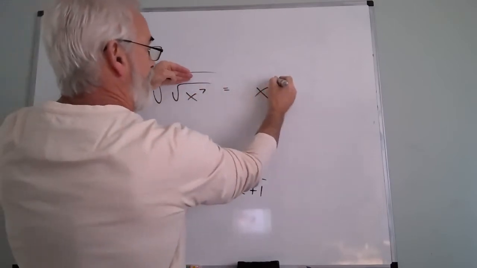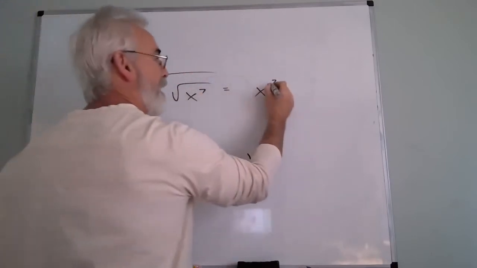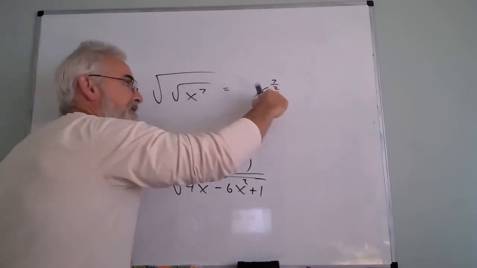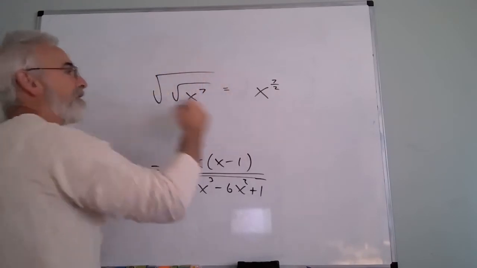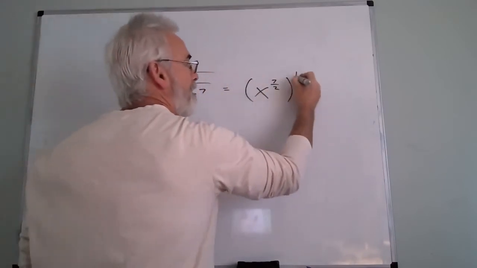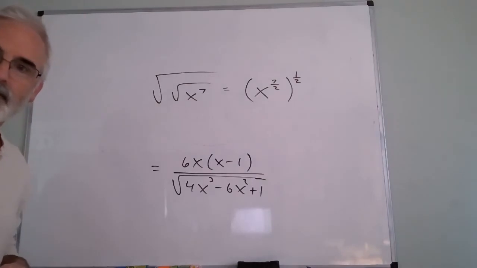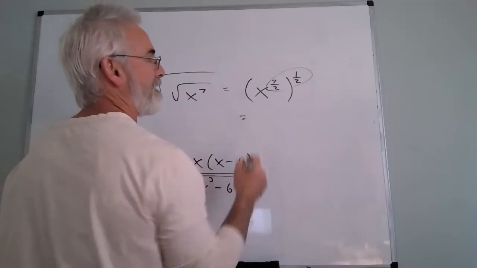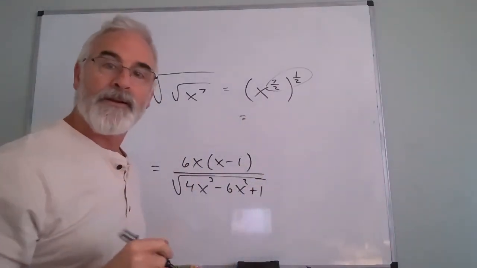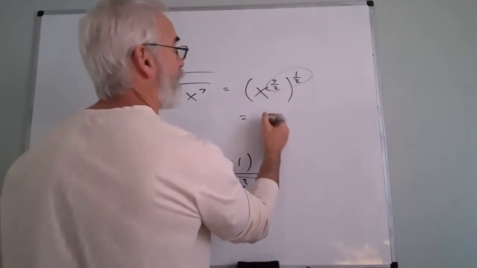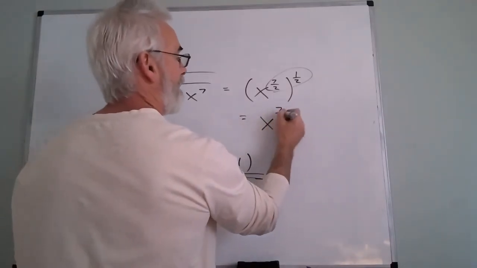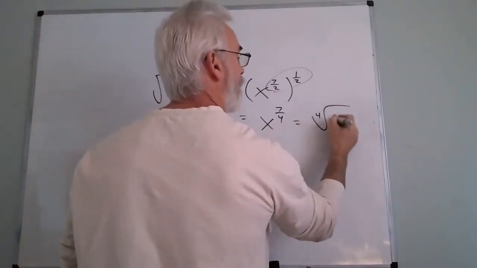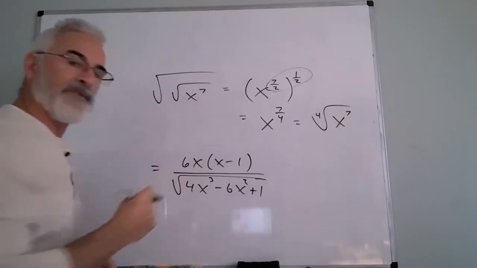X to the 7 stays x to the 7, but square root is half power. Are you okay with that? That's square root of x to the 7 is x to the 7 halves, and it's all inside a square root. Okay. Now, what's the rule now? What do I do with those guys? To a power? Multiply. Adam? Multiply. So that would be x to the 7/4, which is the equivalent of the fourth root of x to the 7th. Oh, square root of the square root is the fourth root.